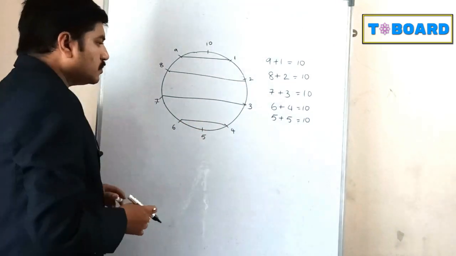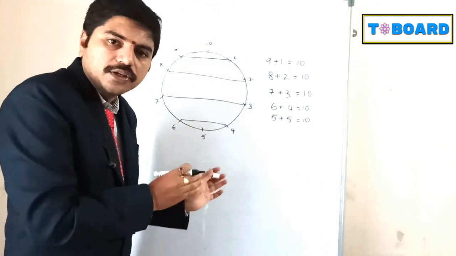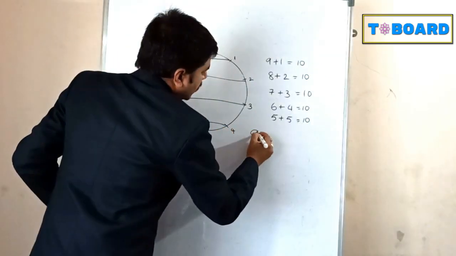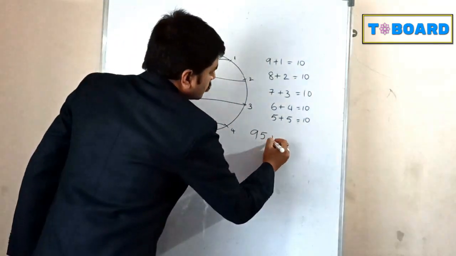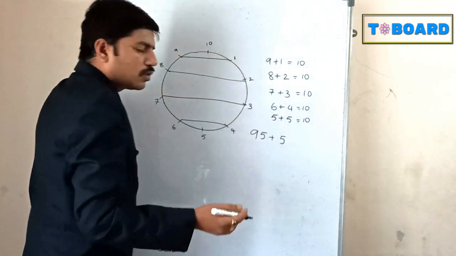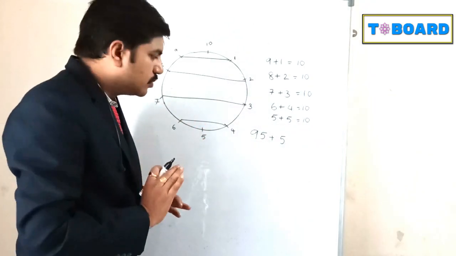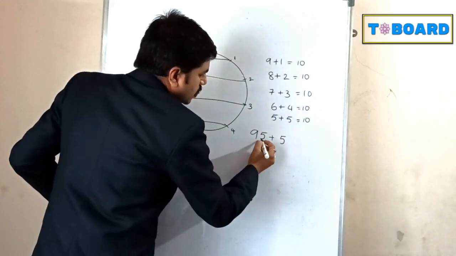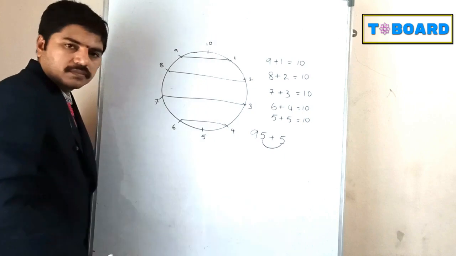Then, for example, how to do that trick? What is the trick we can use? Simple logic. If I say 95 plus 5, all people know this is directly 100. Okay, good. What is the meaning of this one? Look at 5 plus 5.